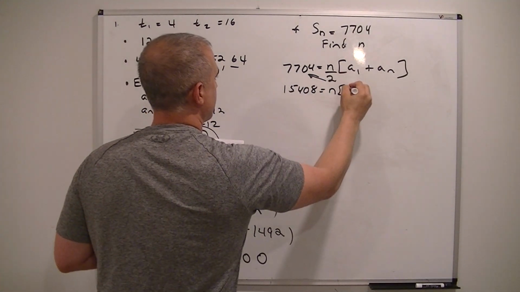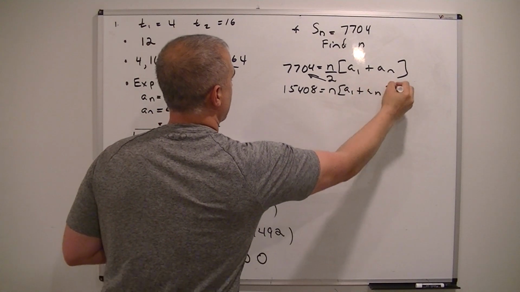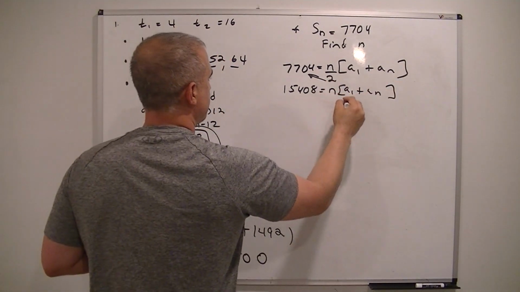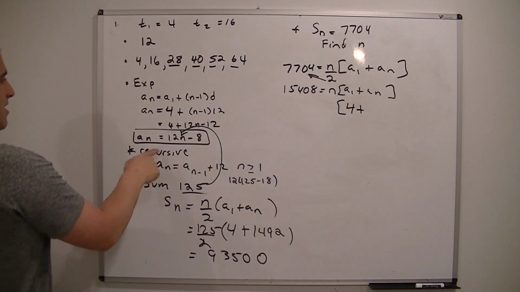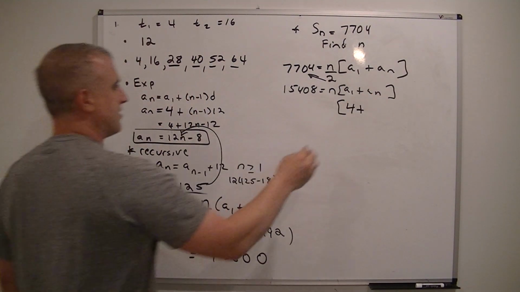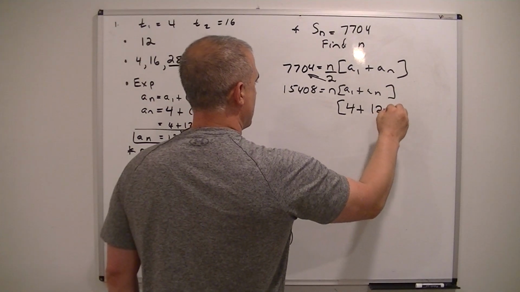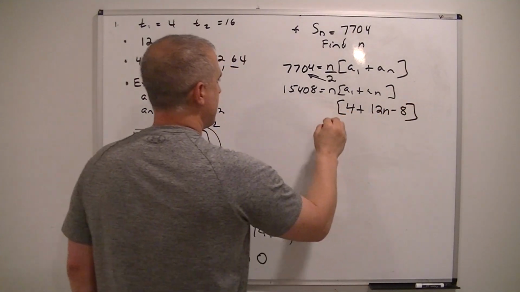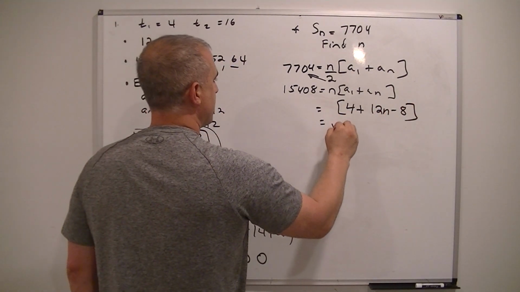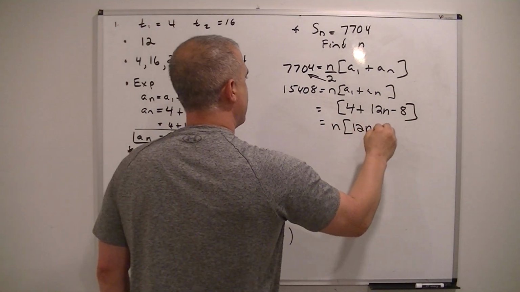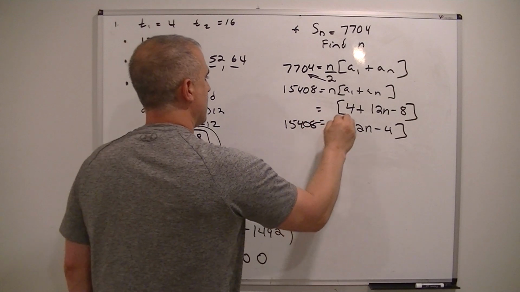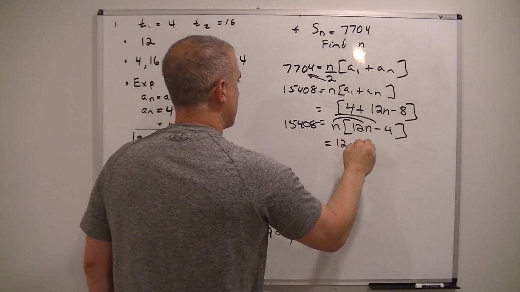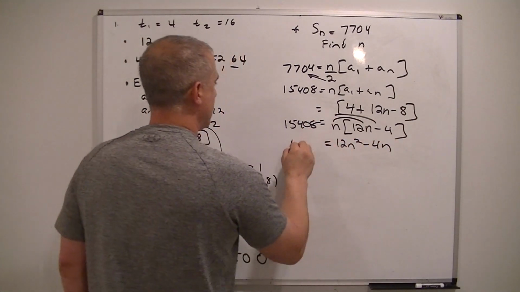Okay, let's talk about what we know. A1 is 4, and we do know this an. We know that an is equal to this. So I'm going to go ahead and put 12n minus 8 in here, and if we recombine those like terms, that would be 12n minus 4 equaling this. Okay. Distribute, you get 12n squared minus 4n equals this.